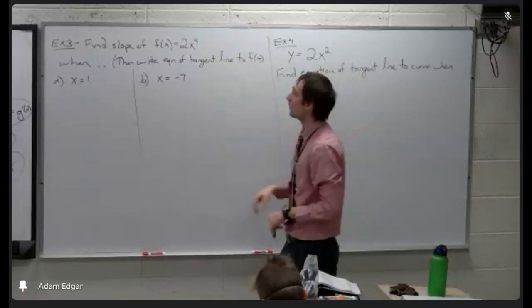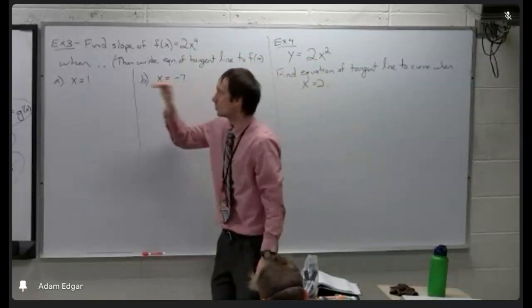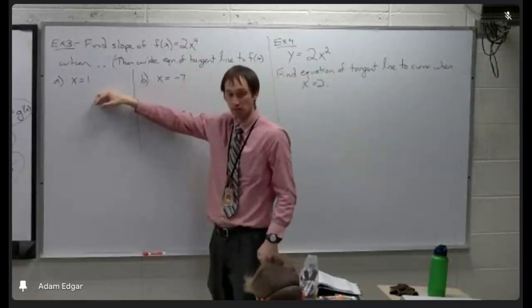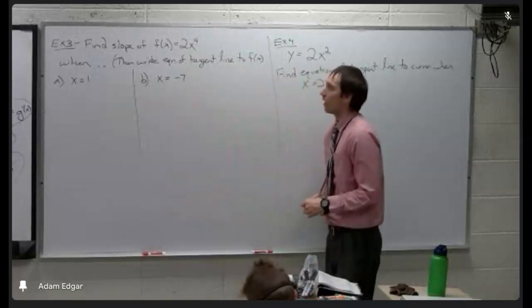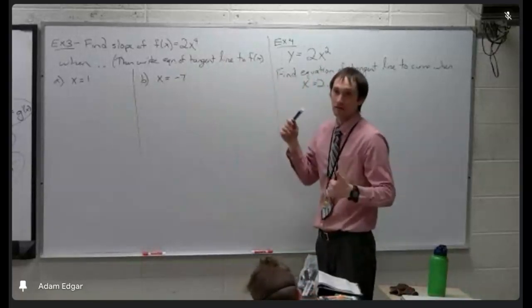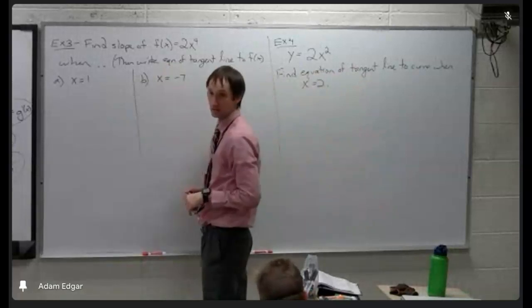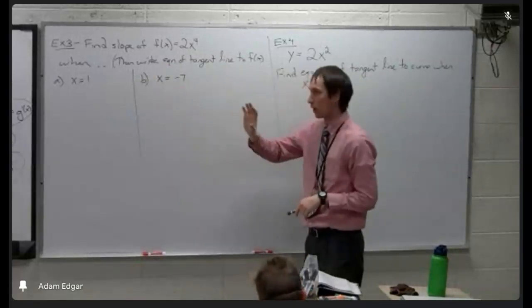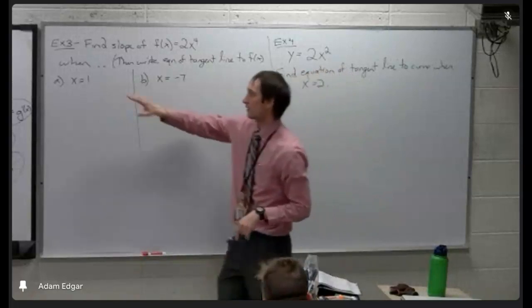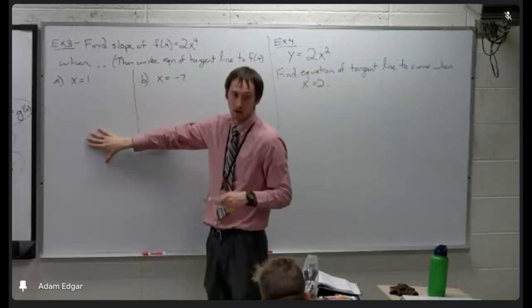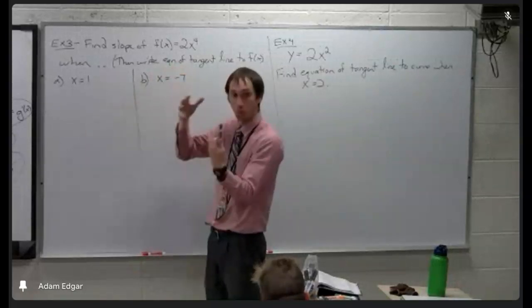Now that you've got that, do A, find out the slope of the curve at x equals 1. And then use that to write the equation of the tangent line. Now, before you can write the equation of the tangent line, you'll have an x value, you have a slope. What else will you also need? A y value, because your tangent line needs a whole point, not just an x.